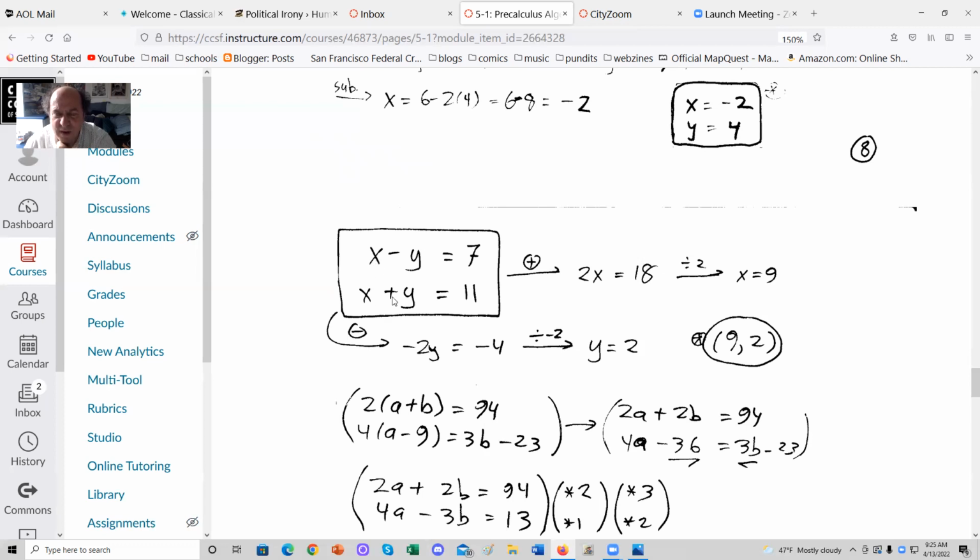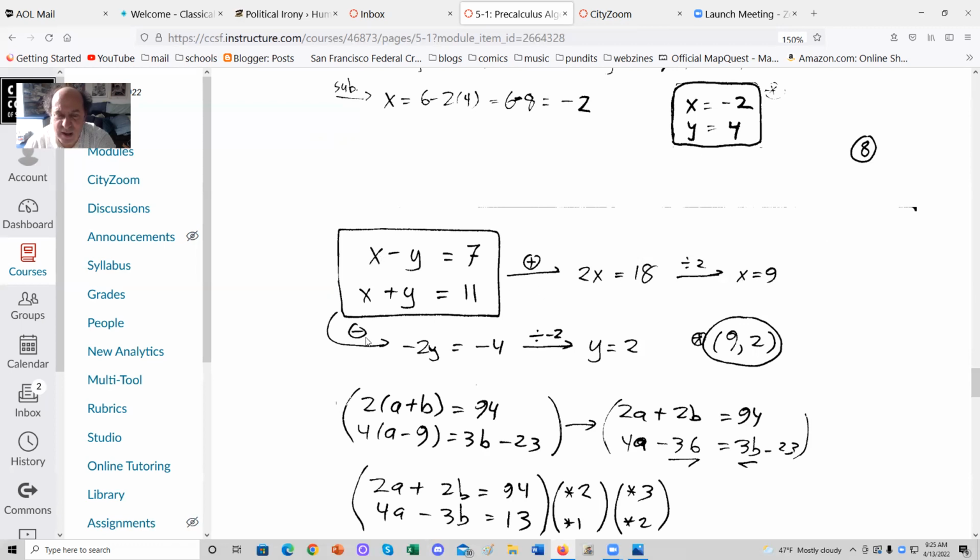x minus y is 7, x plus y is 11. All right, this is fairly easy. We eliminate the y by adding the equations. x plus x is 2x, negative y plus y cancels, 7 plus 11 is 18. So 2x equals 18. Then divide both sides by 2 and get x equals 9. Sounds good. Now that's if we add the equations.